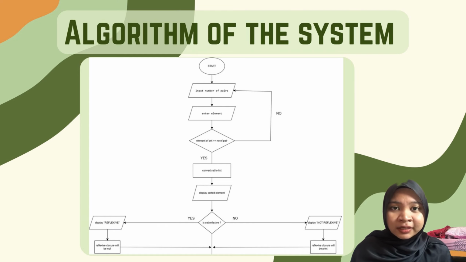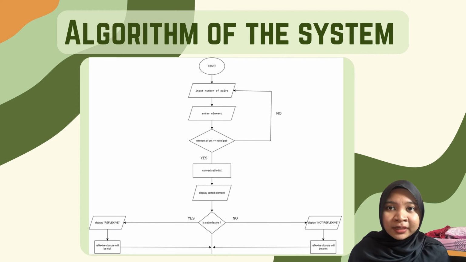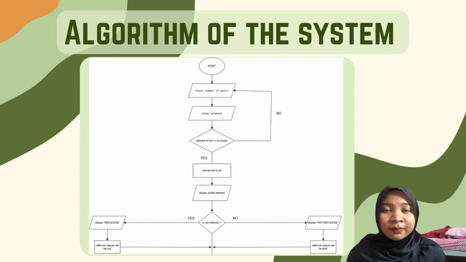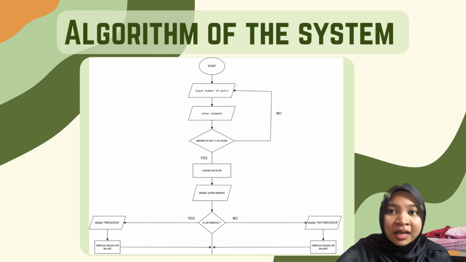So first we start, which is the process reading, and then next we input the number of pairs, and after that we enter the elements for the relation, and we check if the number of elements matches the number of pairs, so it will proceed. If not, the user must enter more elements. If the number of elements and number of pairs match, it will proceed. So we convert the set to a list and then display the sorted elements.